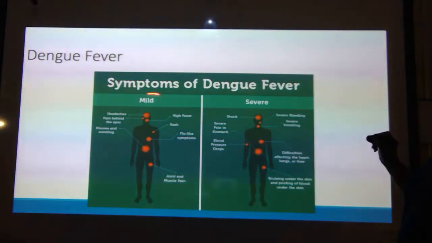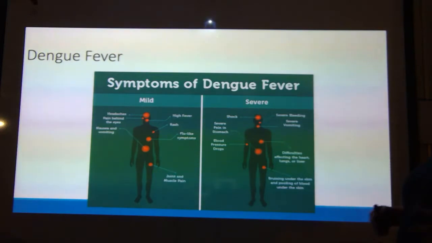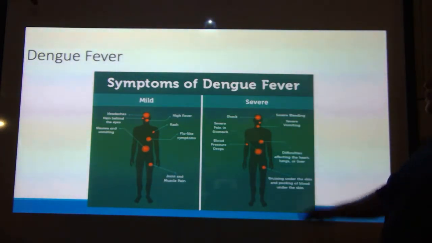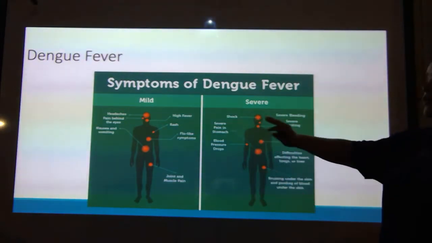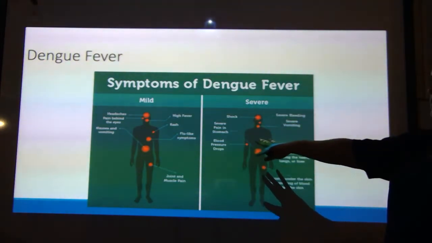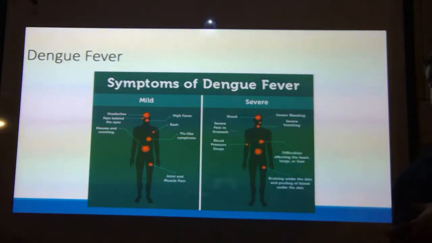If you have the mild symptoms, you've got headaches, pain behind the eyes, nausea, vomiting, high fever, rash, flu-like symptoms, and joint and muscle pain. If they get severe, you're talking about shock, severe pain in the stomach, not just nausea and vomiting. Now you've got severe pain, a drop in blood pressure, severe bleeding.